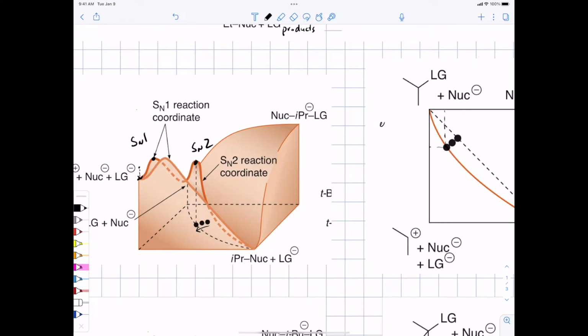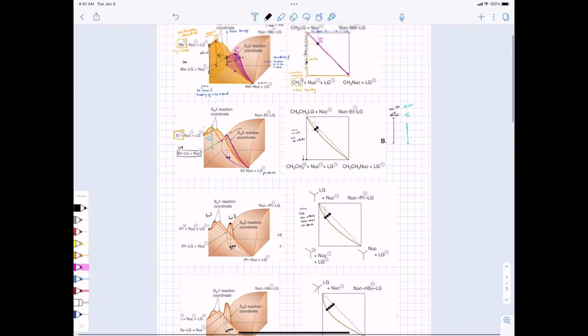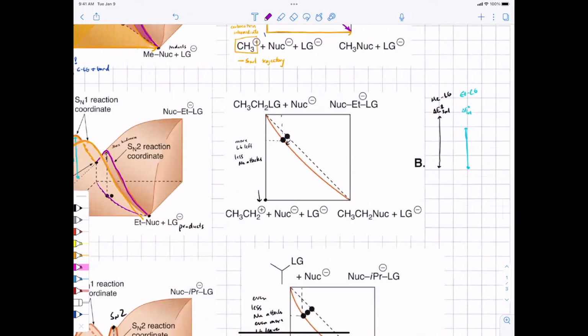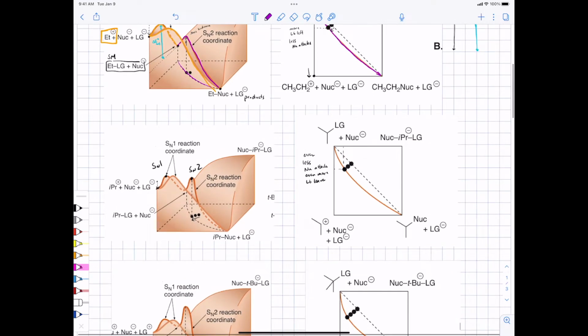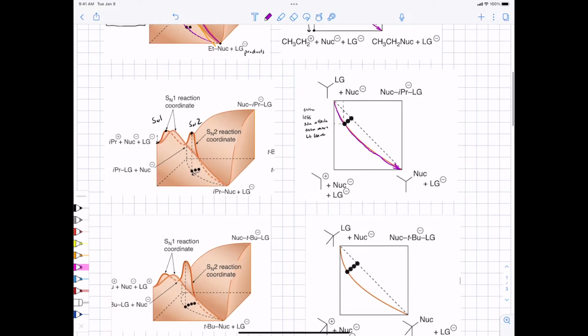less nucleophile attacks and even more leaving group leaves. Notice that the purple trajectories here are all SN2 reactions, but some are starting to have transition states that are looming ever closer to an SN1 type reaction.